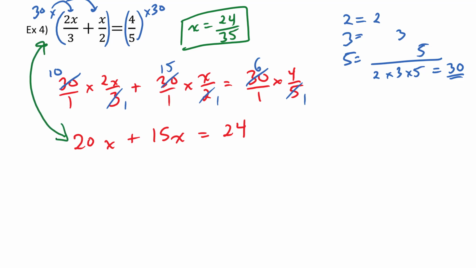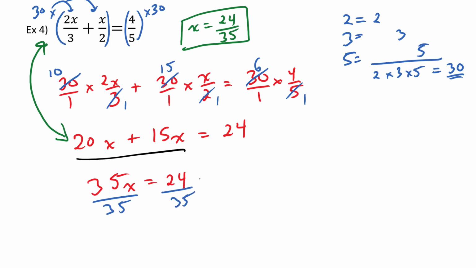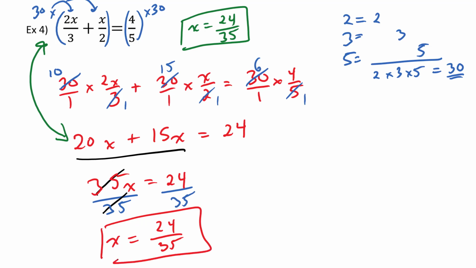These are exactly the same equation. One of them is a heck of a lot easier to work with, though. So let's collect like terms right here. 35x is equal to 24. Isolate x on its own by dividing both sides by 35. 35 cancels out, and I'm left with x being equal to 24 over 35. Final answer.